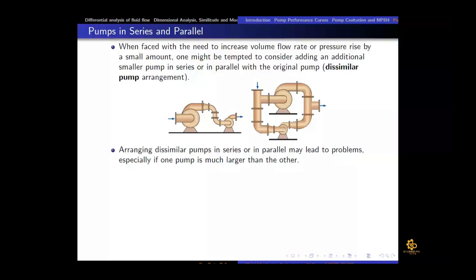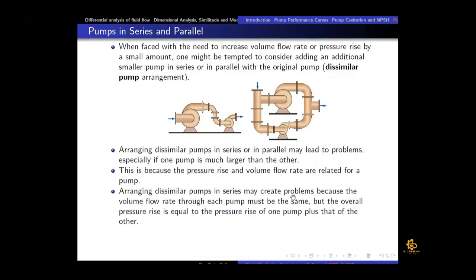And here, because we have got a smaller pump, there is a chance that there would be a backflow in this smaller pump, because that is a bigger resistance. So there is a possibility of a backflow in this pump. This is because the pressure rise and volume flow rate are related for a pump. Arranging dissimilar pumps in series may create problems because the volume flow rate through each pump must be the same, right? But the overall pressure rise is equal to the pressure rise of one pump plus that of the other.